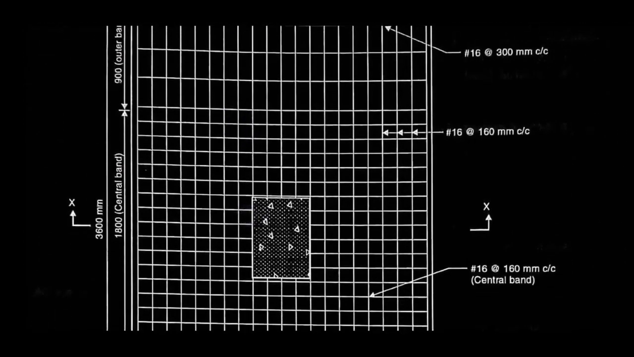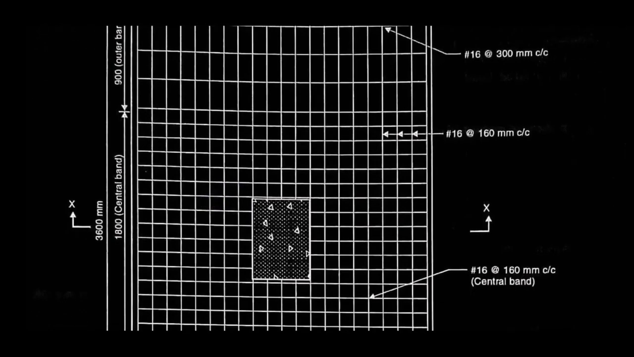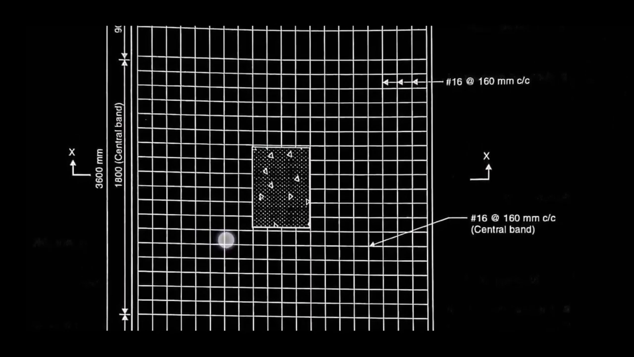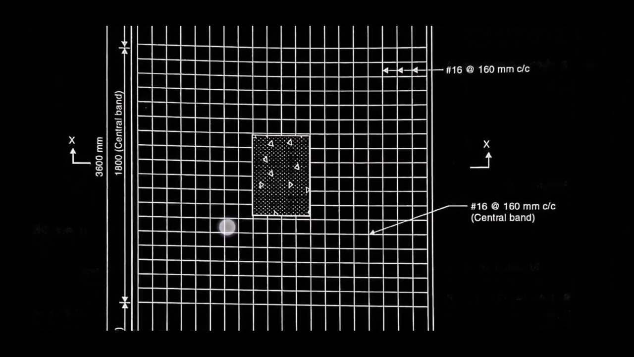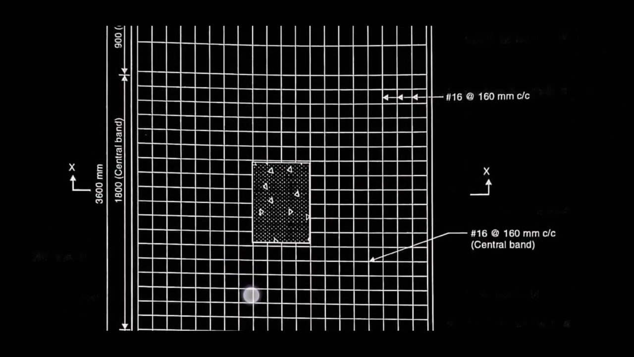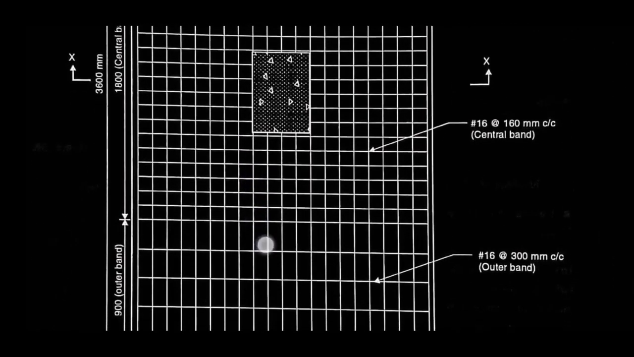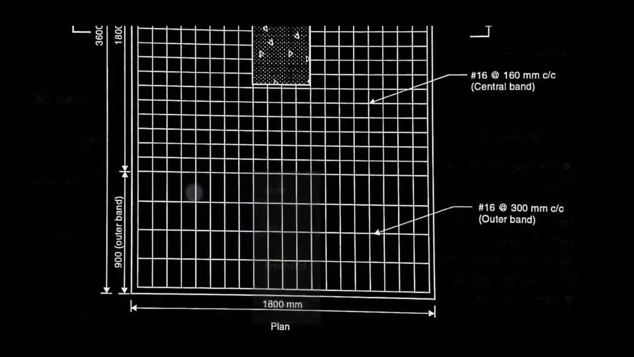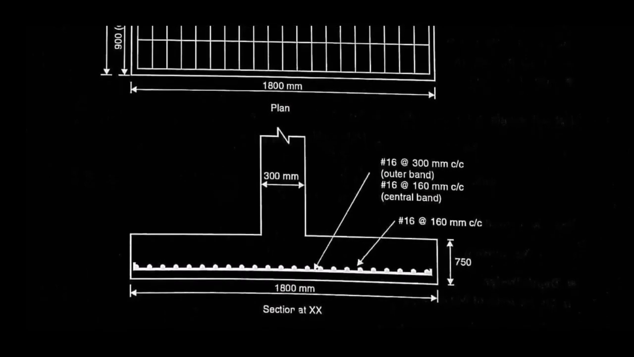Here is outer band and here is central band. As per calculation, we have drawn and written this. This is the plan and this is the elevation.